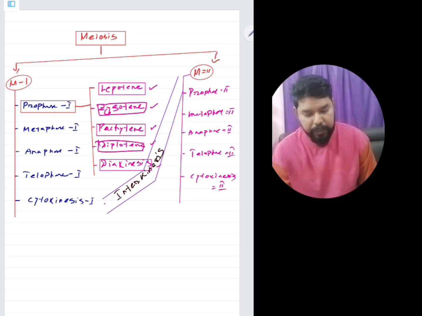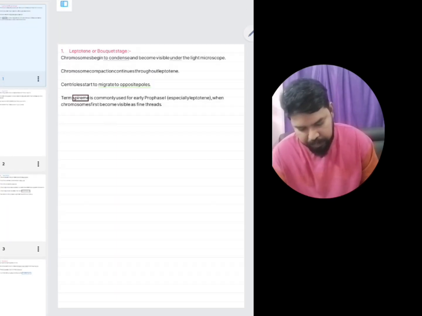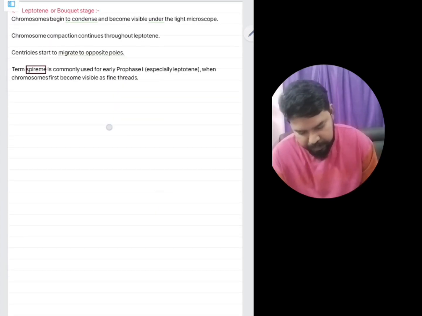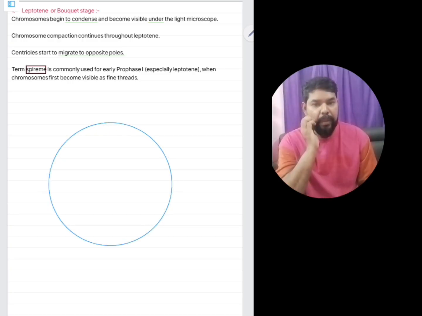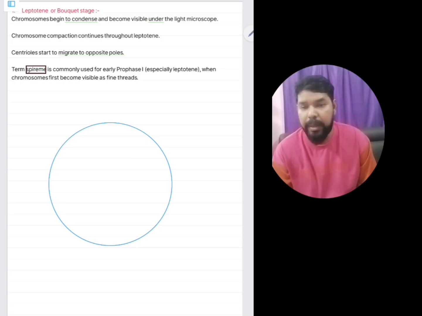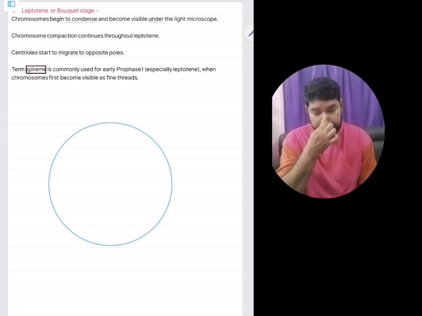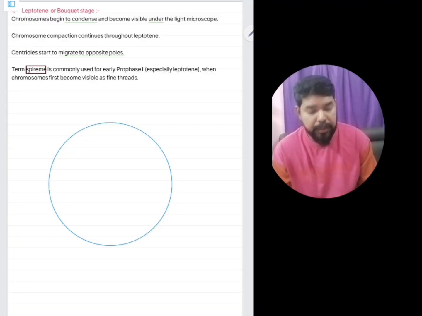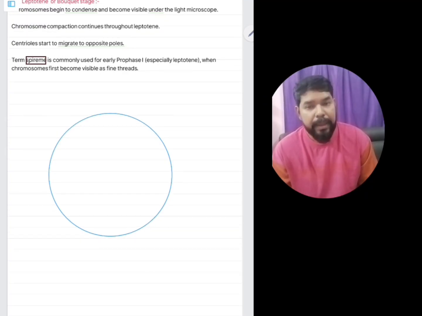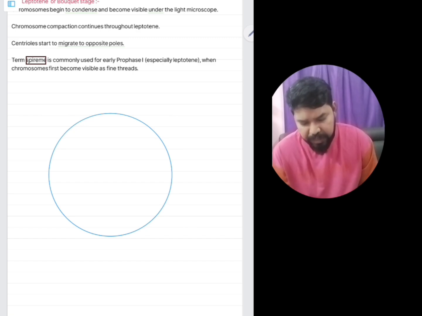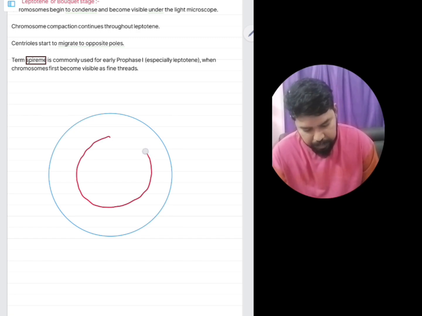Now, one by one, I am going to explain. So let's see leptotene. Let me first draw the cell. In that cell, you have to think whether it will have a nuclear membrane or not. Obviously, that cell will have a nuclear membrane. In the prophase of mitosis, at the end of the prophase, we have seen that the nuclear membrane disappears. So these things happen over the entire prophase. But from the very beginning, I told you leptotene and zygotene are the shortest phases of prophase 1. So here let me draw the nuclear membrane.